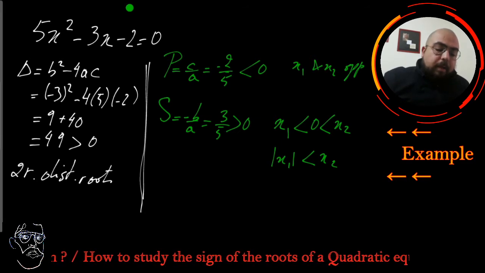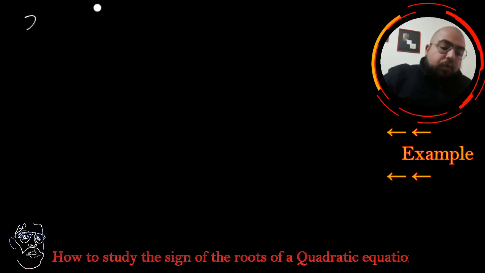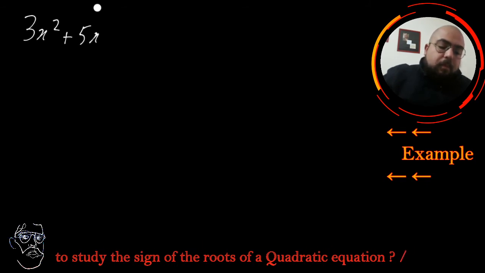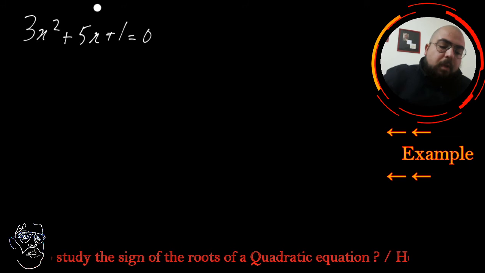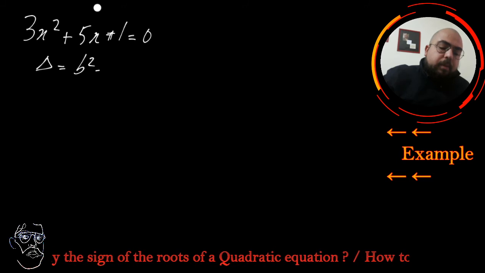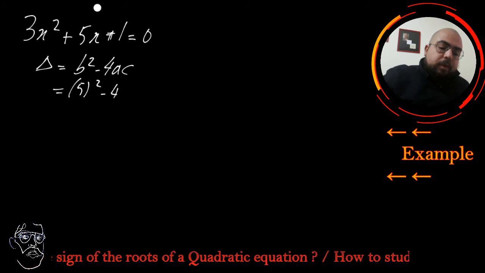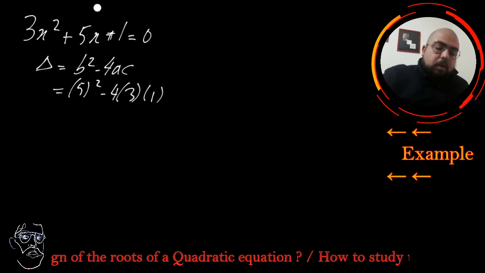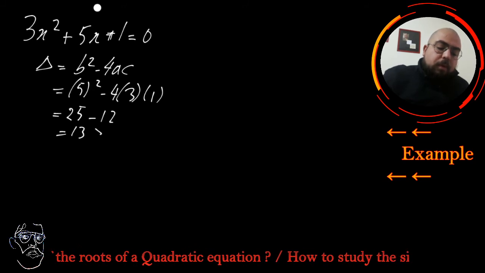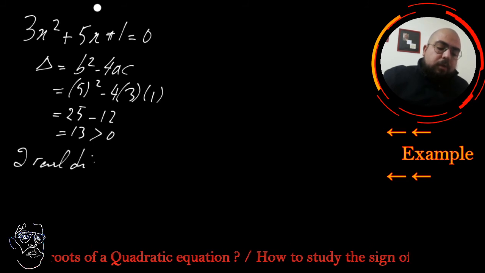Let's take one final example. So what about this example? 3x squared plus 5x plus 1, which is equal to 0. Now in this case, again, I should calculate delta. Delta is equal to b squared minus 4ac. It's equal to 5 squared minus 4 times 3 times 1. So it's 25 minus 12. It's 13, which is a positive value. It means that I have two real distinct roots.